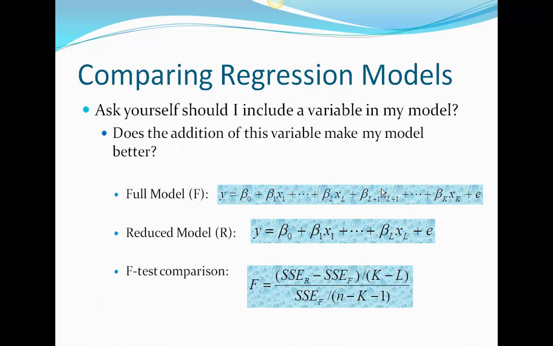Now, we want to compare regression models. Sometimes you have a question, you know, I think this variable might have an impact. Should I include it or not? So what you can actually do is run the model once without it, once with it, and then do this F comparison test. So you actually have to run two separate regressions, one that we'll call the full model, which has all of your new variables, and one that we'll call the reduced model, which does not have the new variables in it.